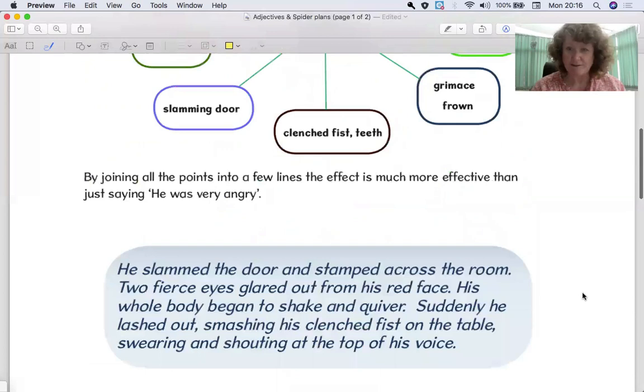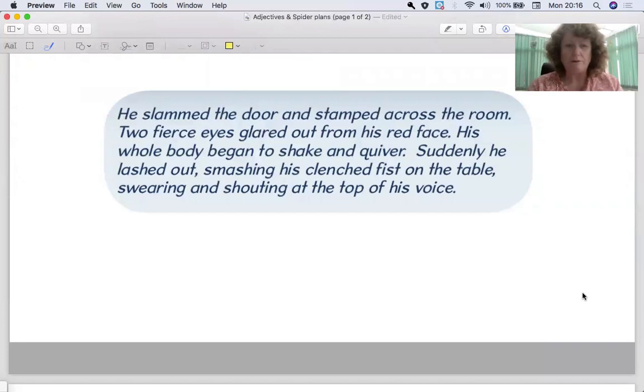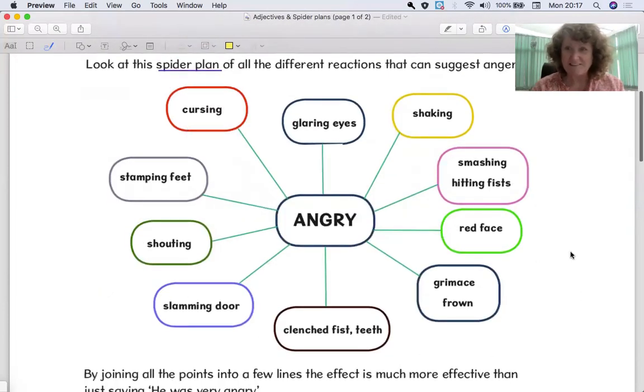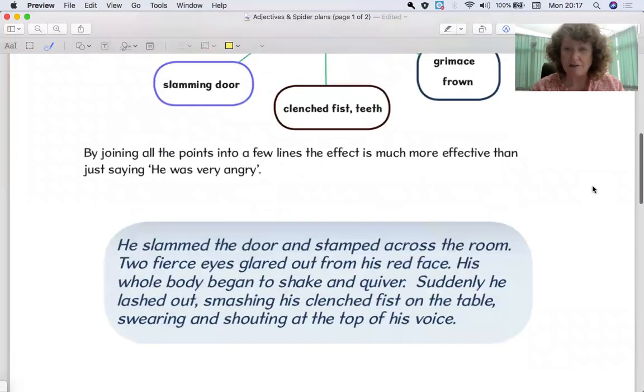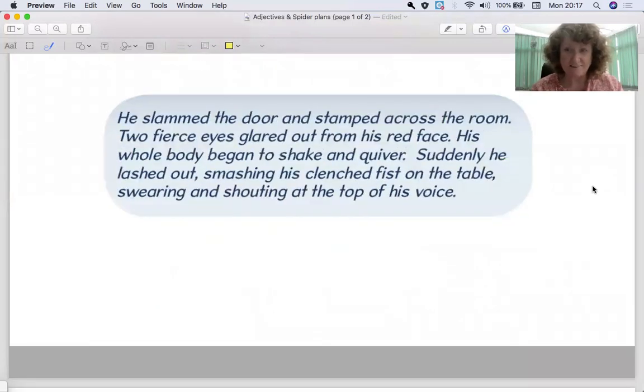Okay, let's read it. He slammed the door and stamped across the room. Two fierce eyes glared out from his red face. His whole body began to shake and quiver. Suddenly, he lashed out, smashing his clenched fist on the table, swearing and shouting at the top of his voice. You see how all these little words here, all your ideas can come together to make a brilliant description of what happened just here. So let's have another go, shall we?